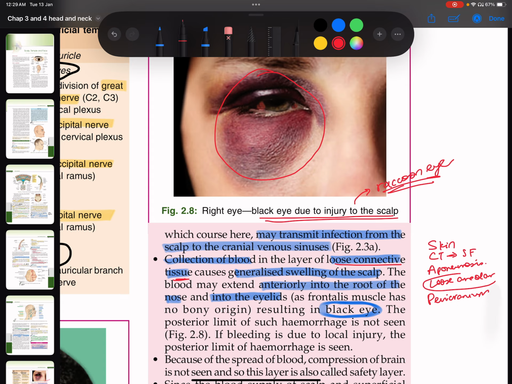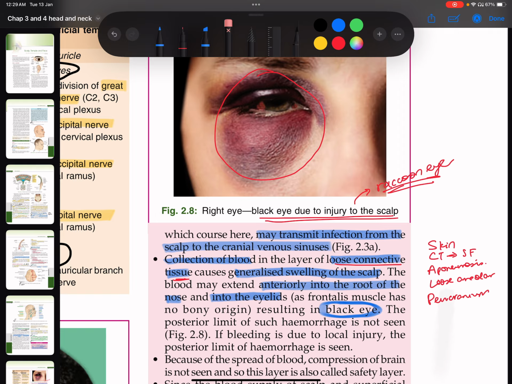This is the very sensitive, dangerous area of the scalp, dangerous because it has emissary veins. Any infection of the scalp can easily transmit via the emissary veins into the cranial venous sinuses. Anyway, that's a separate thing, but it was necessary to mention here. Moving forward, right now we're talking about the black eye.